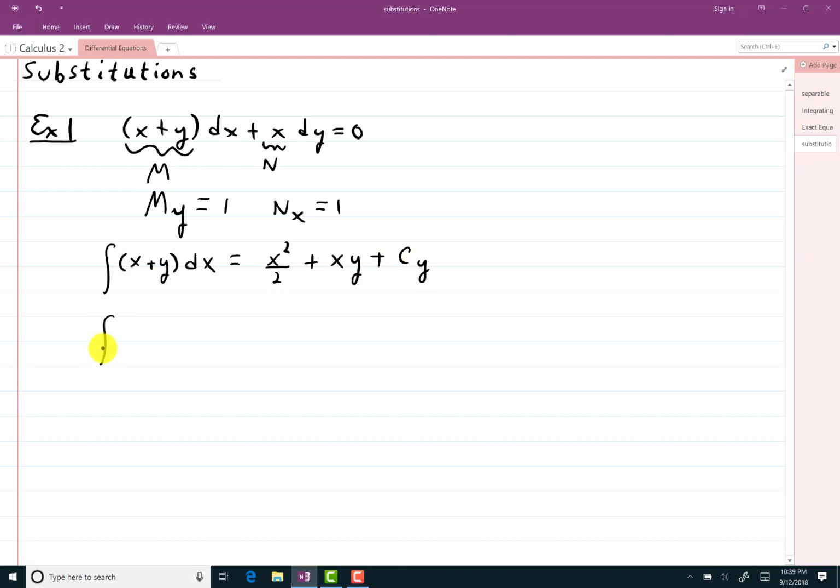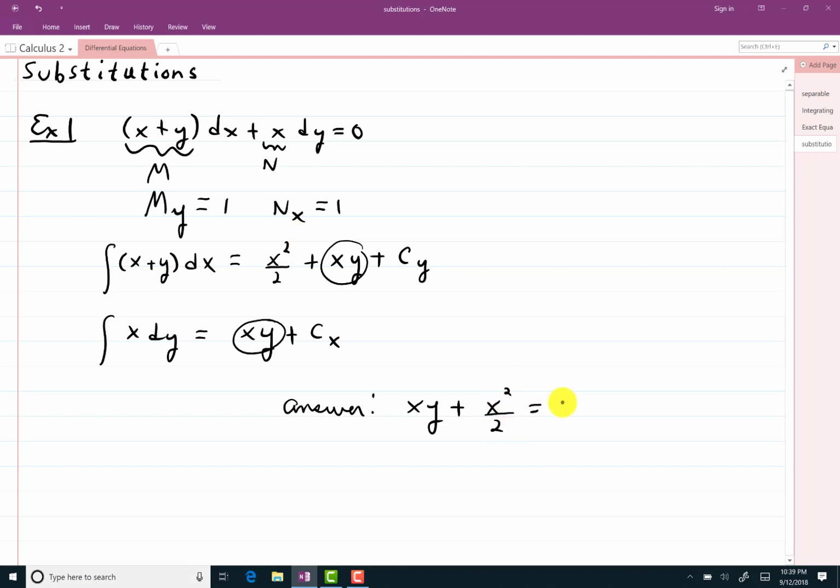And on the other hand, I will get x dy will simply equal xy plus a constant that may involve x. So looking upon this, I see that my f of x, y is xy. So my answer is xy plus, I see that c(y) is 0, but c(x) is x squared over 2. And that, of course, is equal to a constant because the original function was set equal to 0.